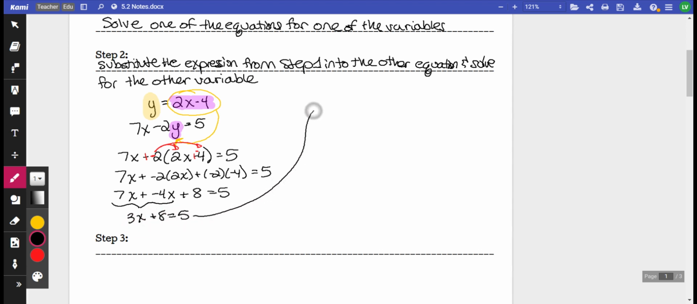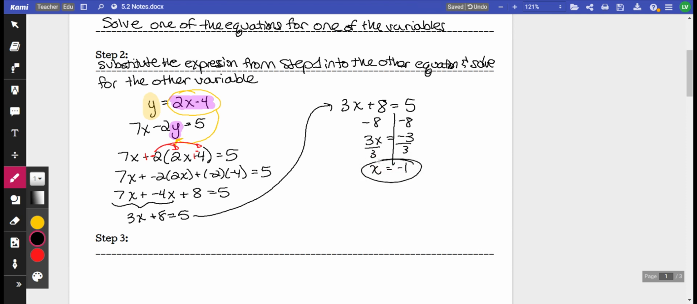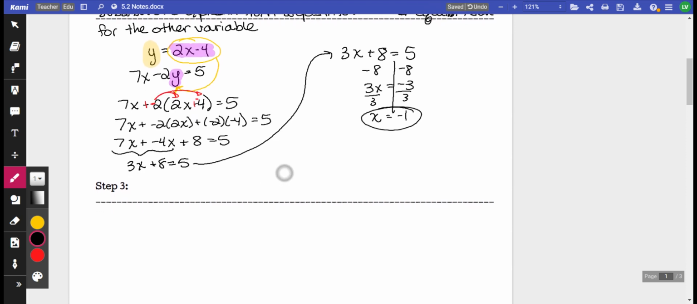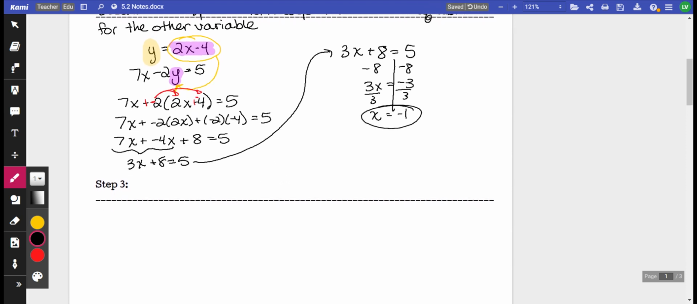Now, I did run out of room, so I'm going to rewrite that whole equation again off to the right. There's nothing else to combine on the left side, so I'm going to extend my equal sign and subtract 8 from both sides. 3x equals negative 3. Dividing both sides by 3, I get x equals negative 1. Okay, so there's my answer to step number 2. So let's move to step number 3.